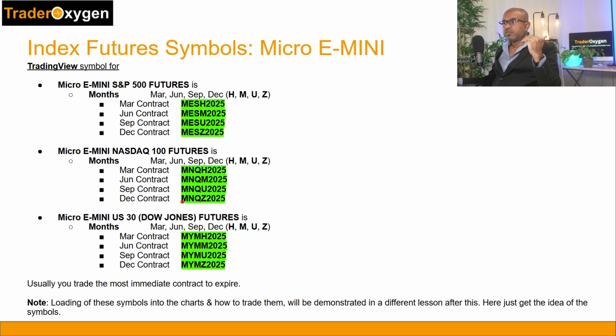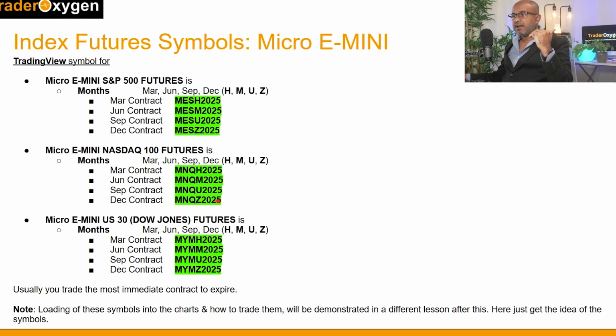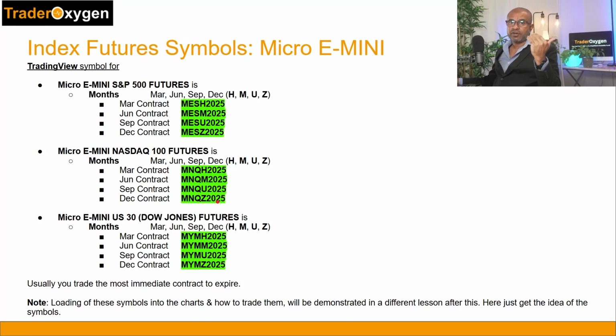So what you do is you will say MNQ: M for micro, NQ for Nasdaq, Z for the December contract, and whatever year you are in, 2025. So if you are doing this in, let's say, 2026, you will put year 2026. And the rest is the same as I explained in the earlier slide. Okay, let's look at index CFDs now.